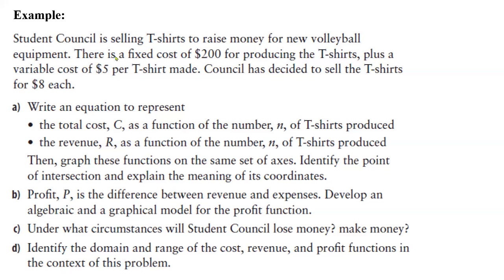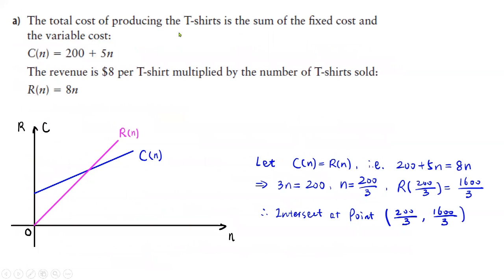Okay, so let's have a look at the solutions of this question. First, the total cost of producing the t-shirts is just the sum of the fixed cost and the variable cost, right? Fixed cost is 200 and variable cost is 5N. So Cn is 200 plus 5N, right? And the revenue is $8 per t-shirt multiplied by the number of t-shirts sold. Therefore, Rn equals 8N, right?